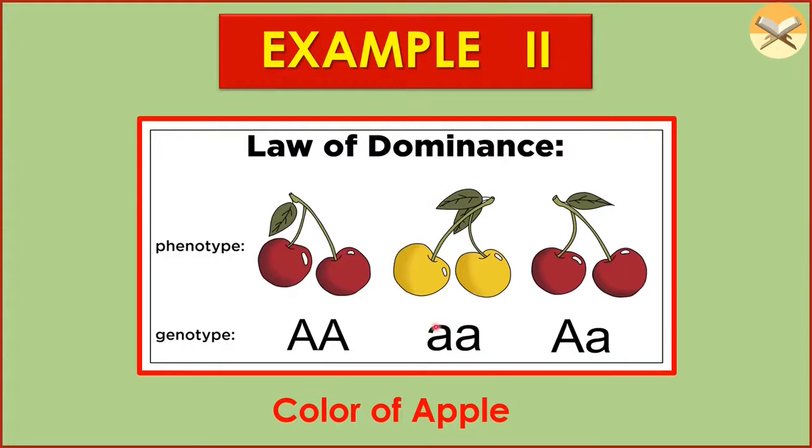the homozygous recessive character. The law of dominance is applicable in the third case, where both the dominant and recessive characters are present. Dominant capital A and small a, both the heterozygous alleles are present. In this case, the dominant A will suppress the recessive a. Therefore, the color of the apple will be red. This is called the heterozygous dominant character because this dominant A suppresses the small a. This is all about the law of dominance.